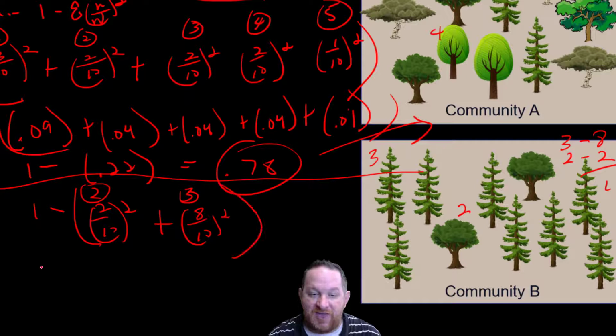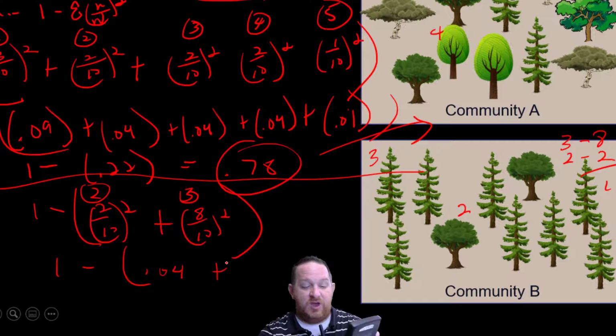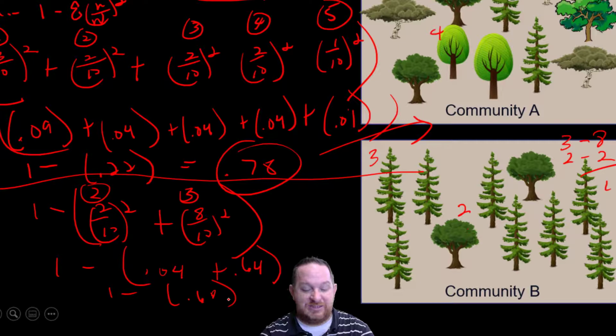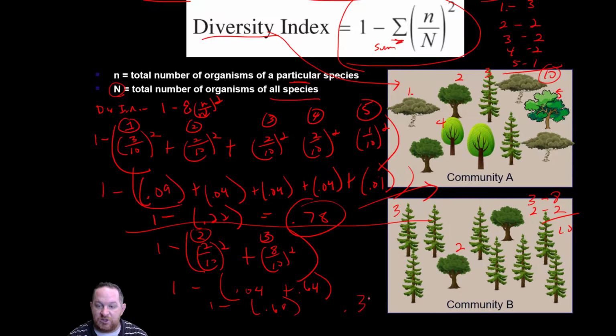So we need to calculate that and subtract it all from 1. So 2 over 10 is 1/5. 1/25, we got the same sort of thing that we had up there. We know that that's 0.04. And then plus 8 divided by 10 is 4/5. We can do this either way. 4 divided by 5, and then we got to square that. Here's your calculator. 0.64 here, right? So we've basically got 1 minus 0.68. If you do that, 1 minus 0.68 equals 0.32. 0.32 is the diversity for here.